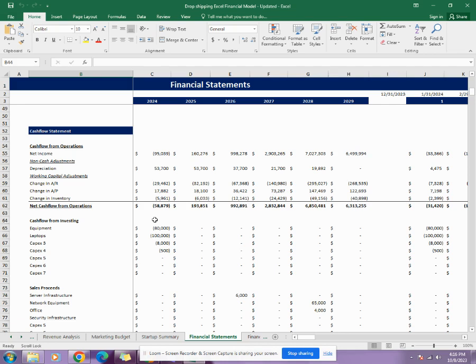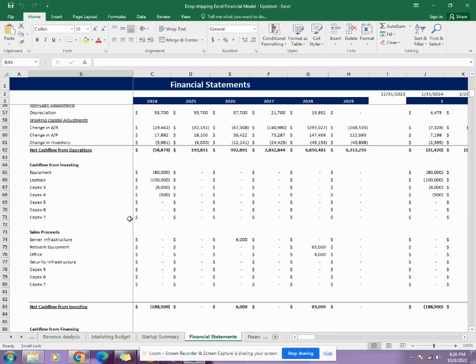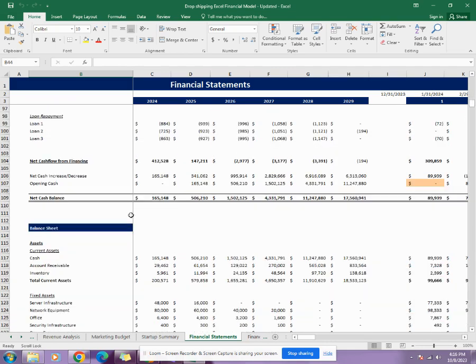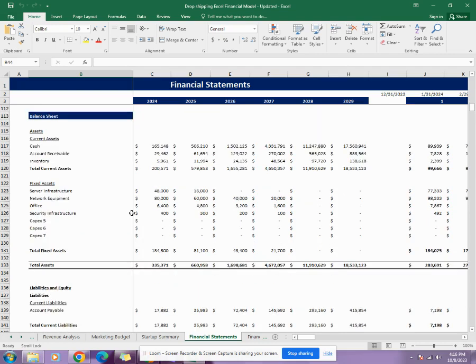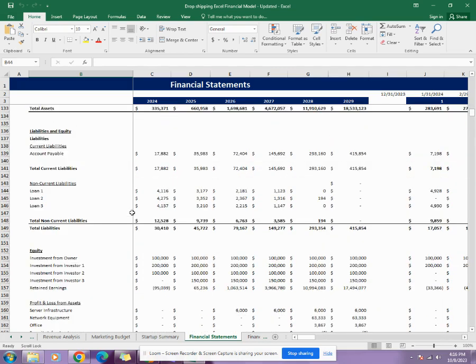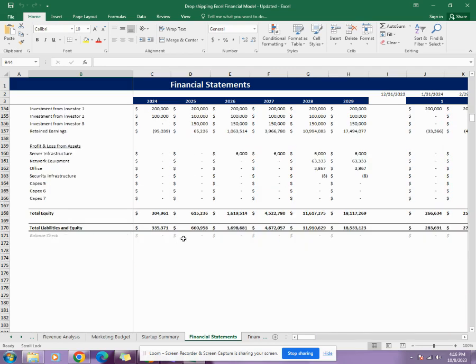Then comes the cash flow statement, which tells you about the cash inflows and outflows of the business from its operations, investments, and financings. Then comes the balance sheet. The balance sheet tells you about the business's total assets, total liabilities, and total equities, and compares them and gives you a balanced amount, as you can see over here.